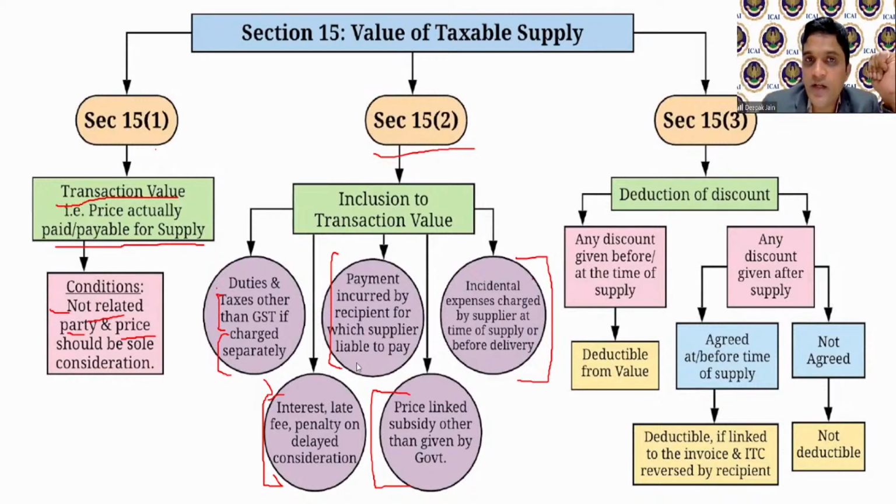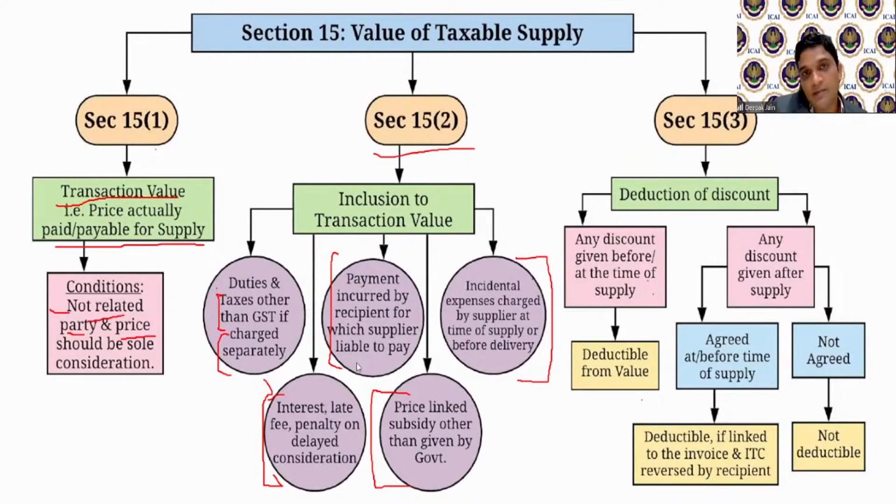What is to be excluded? What do I have to remove? Any discount, whatever I give, any discount before or at the time of supply. Say if my friend comes, I've given some discount. So 100 rupees value of the goods, 20 rupees discount. So what has to be excluded? The 20 rupees discount has to be excluded, and the value for consideration is 100 minus 20, 80 rupees. So any discount given before or at the time of supply has to be excluded. This is deductible from value.